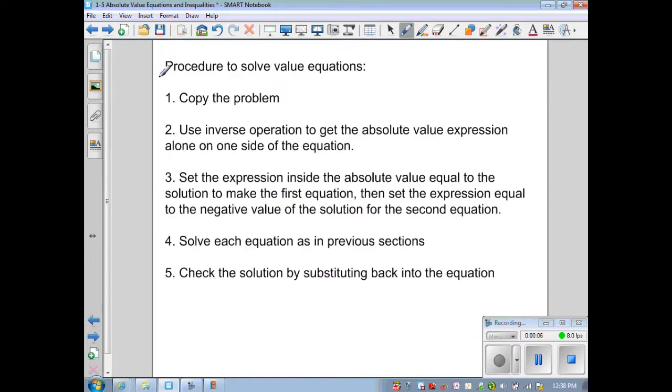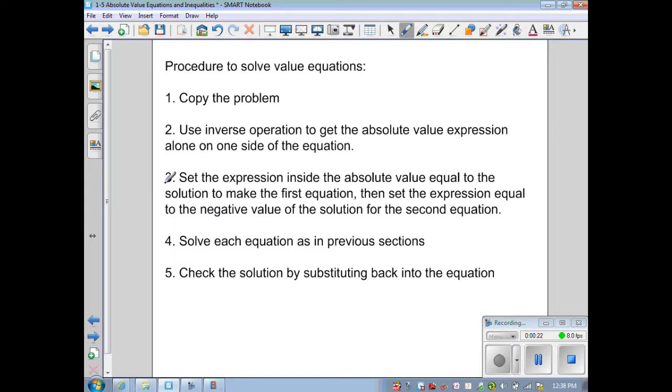Here's the procedure I'd like you to use to solve absolute value equations. Number 1, copy the problem. Number 2, use inverse operations to get the absolute value expression alone on one side of the equation. Number 3, now we need to set up two equations. This is how we do it.